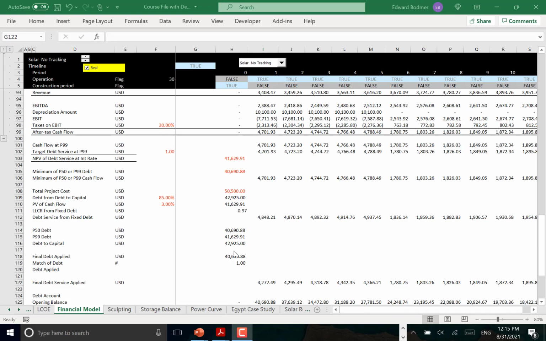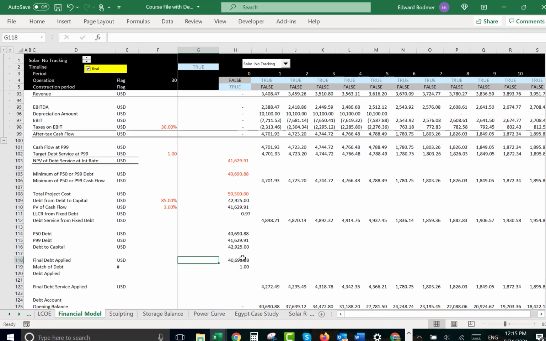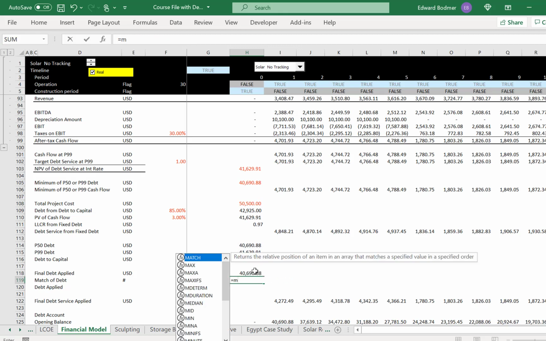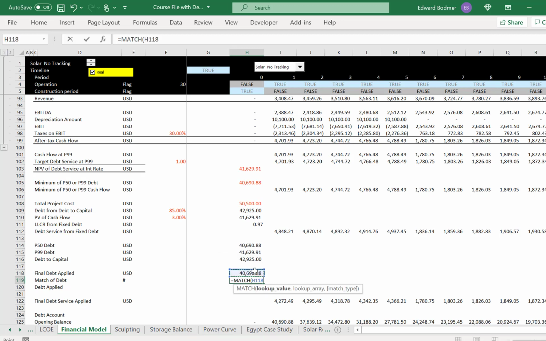Okay, let's fix this so it works in all cases. The first thing I did was put in a P50, P99, and debt to capital, and then we selected the minimum of these three, and then we can make a match. When you use the minimum, you can take the match of this one and these three, and it'll pick 1, 2, or 3 if you put a 0 in for an exact match.